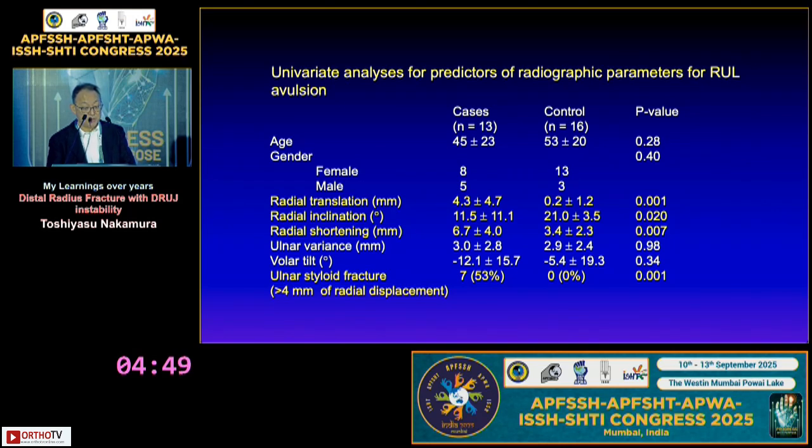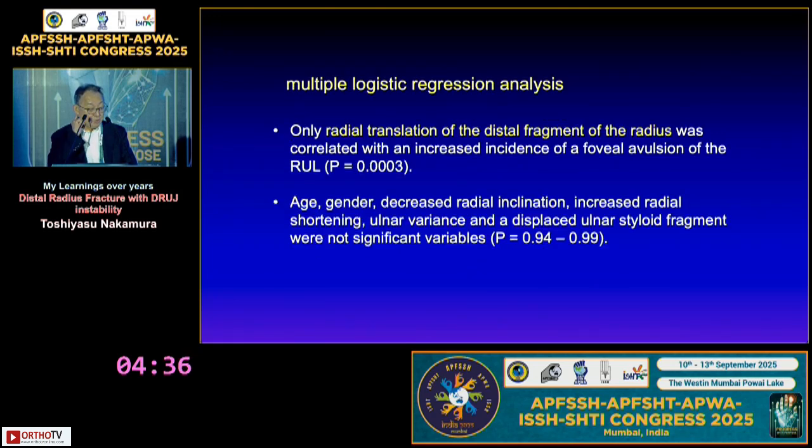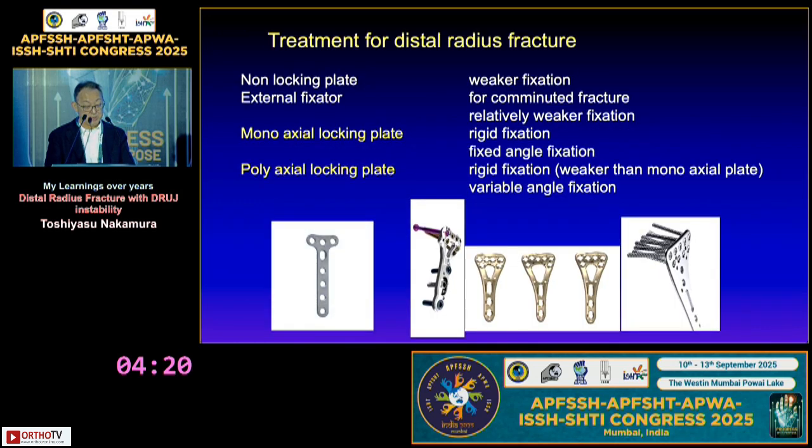In univariate analysis, the predictors of DRUJ instability were radial translation, radial inclination, radial shortening, or ulnar styloid fracture with more than 4 mm displacement. However, multiple regression analysis showed that only radial translation of the distal fragment of the radius was correlated with DRUJ instability. Age, gender, decreased radial inclination, and other factors did not correlate with DRUJ instability.